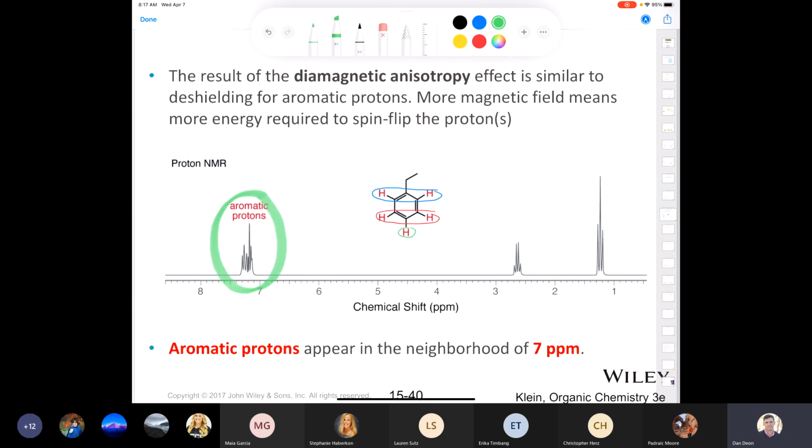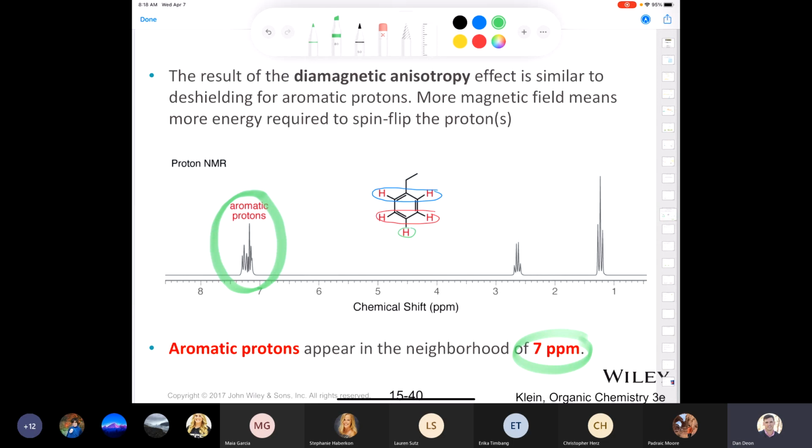Now, we get some complex splitting here. We can't really say that that's a doublet or a quartet, and I'll get into that more later on. But the idea is that because of diamagnetic anisotropy, these protons resonate at a high frequency and come out at a high chemical shift, around 7 parts per million.